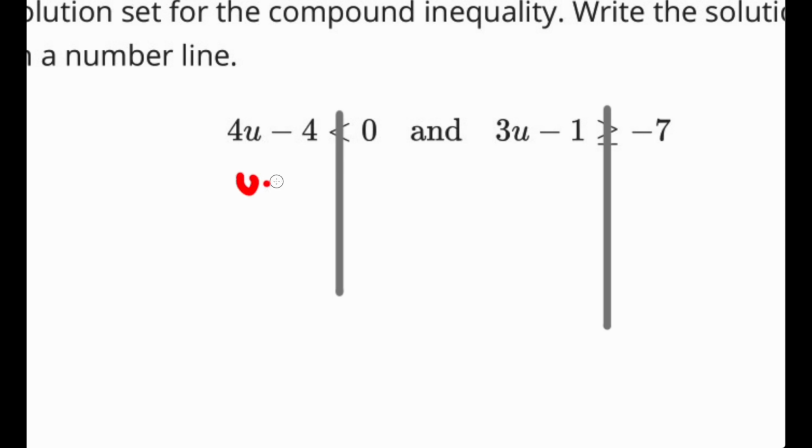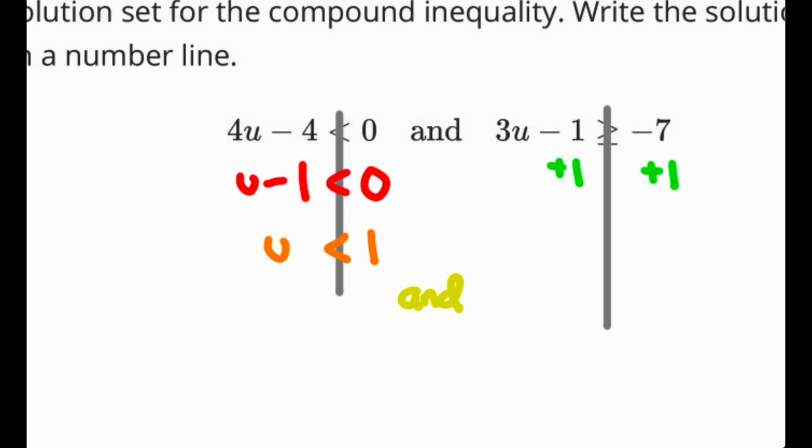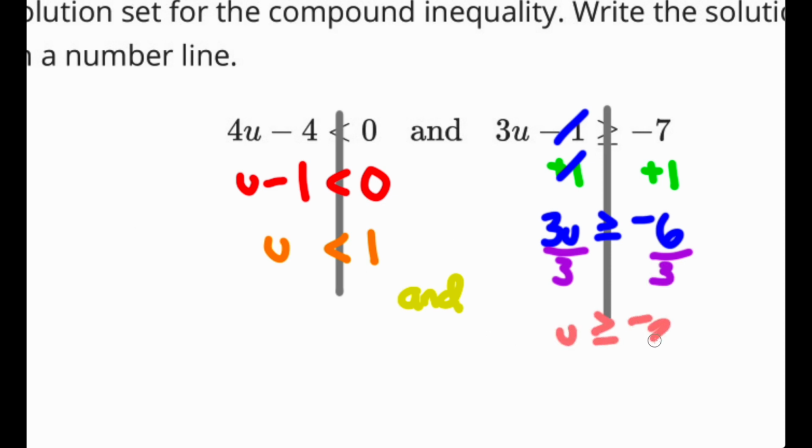So this is going to be u minus 1 is less than 0. I'm going to add 1 to both sides. So then you have u is less than 1. And now we have to figure out the second part. We're going to add 1 to both sides first. So plus 1 there. It's going to cancel this out here. And you have 3u is greater than or equal to negative 6. We're going to divide both sides by 3 to cancel out that 3. And you end up with u is greater than or equal to negative 2.